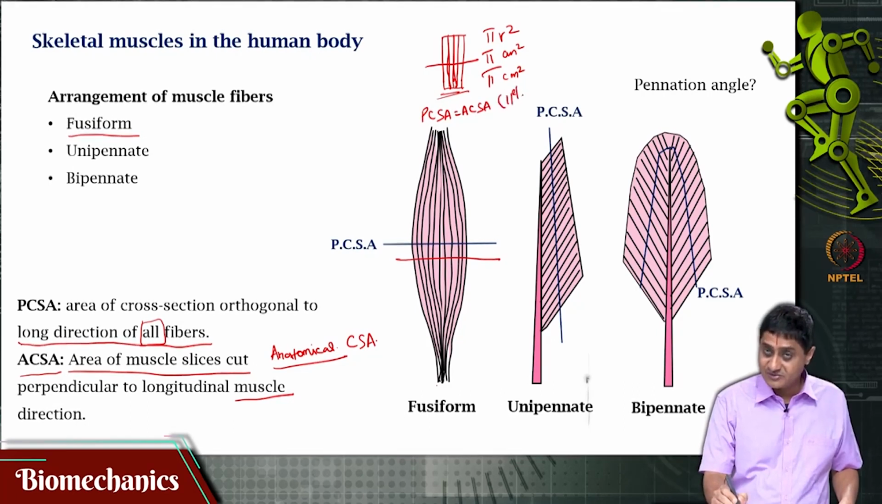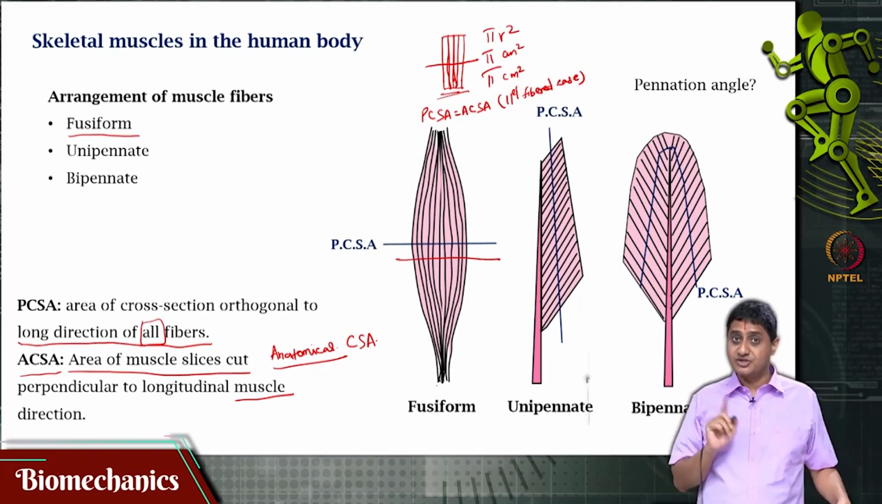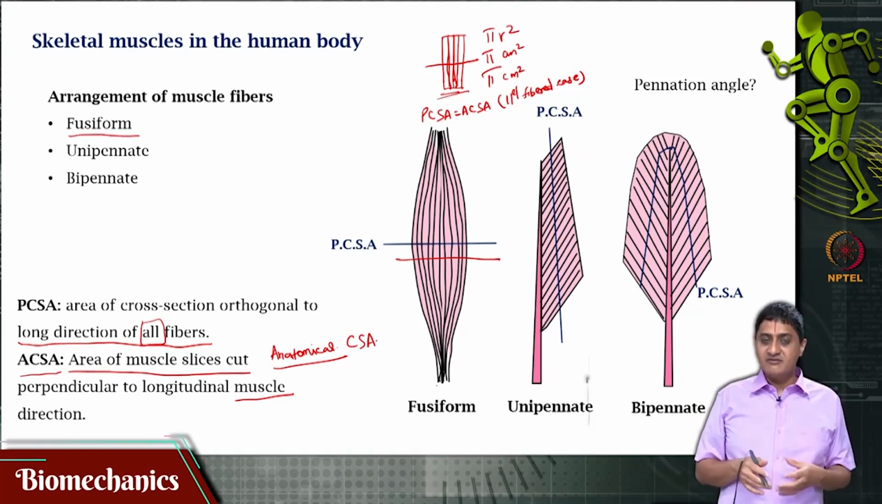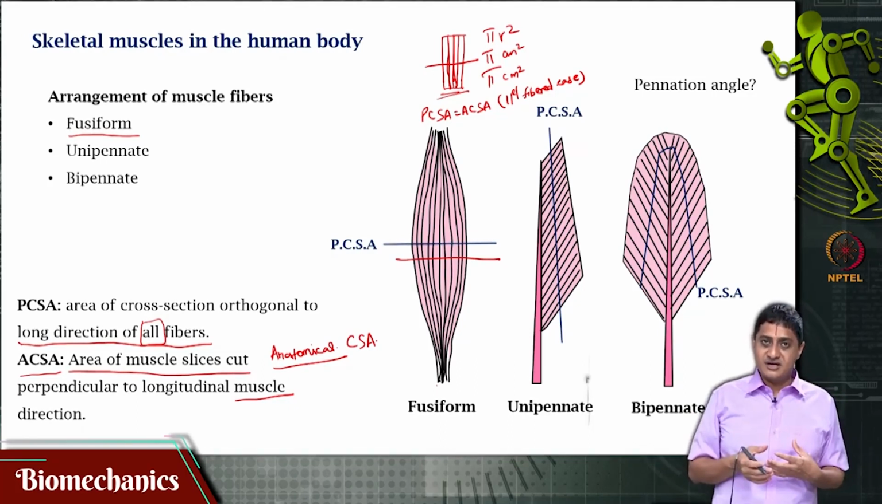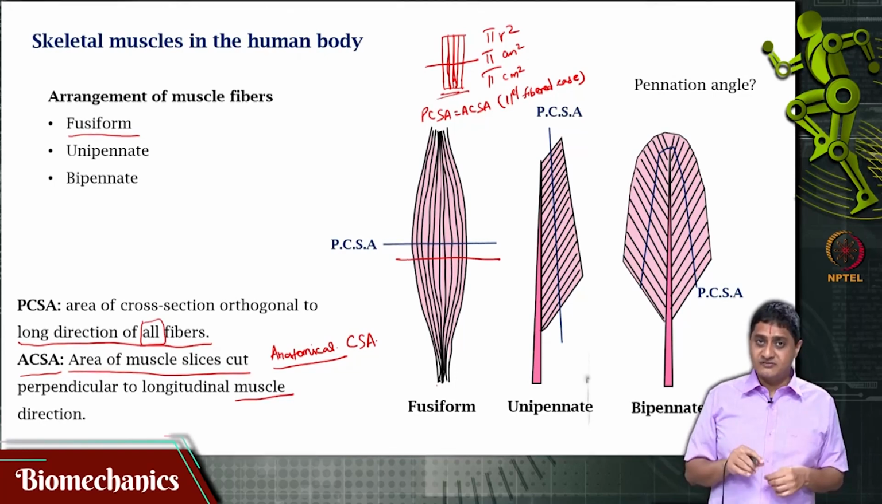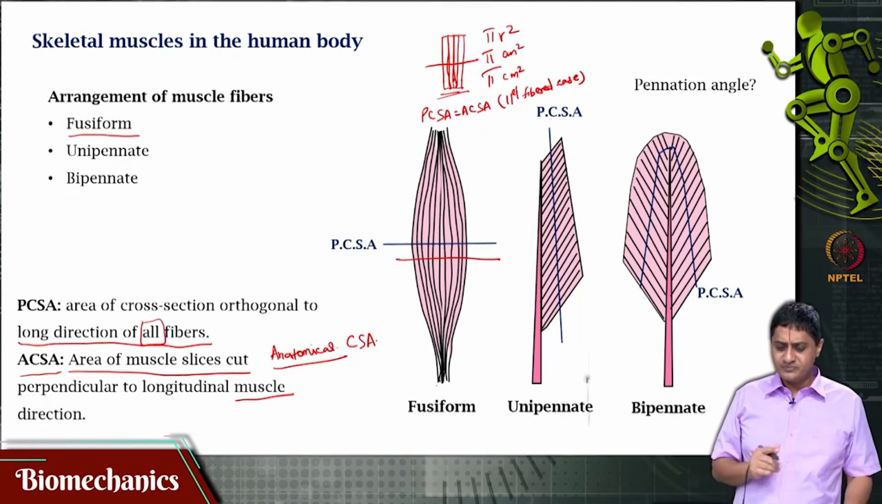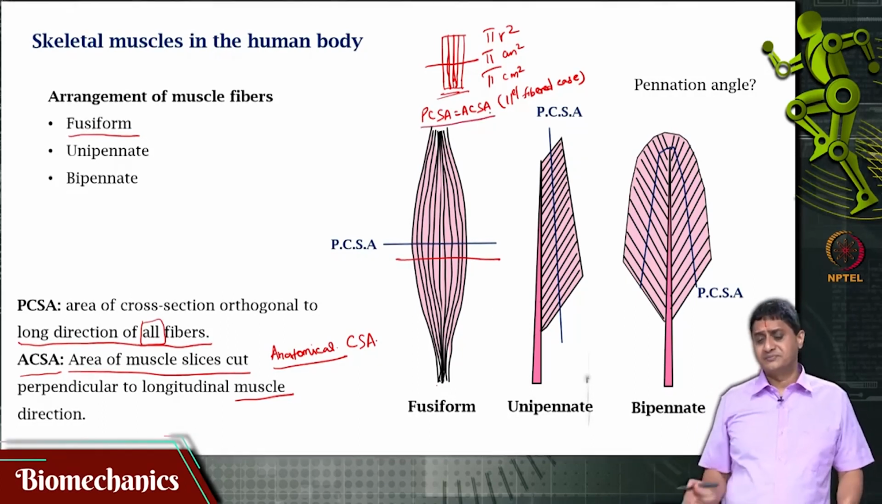This is a special case. Please remember this. This is not general. This is not the most general case. In the special case of the parallel fibered muscle, the physiological cross sectional area, which is the area found orthogonal to the direction of all the muscle fibers, and the area found by slicing the whole muscle as a whole will be equal. This is the special case of the parallel fibered muscle.